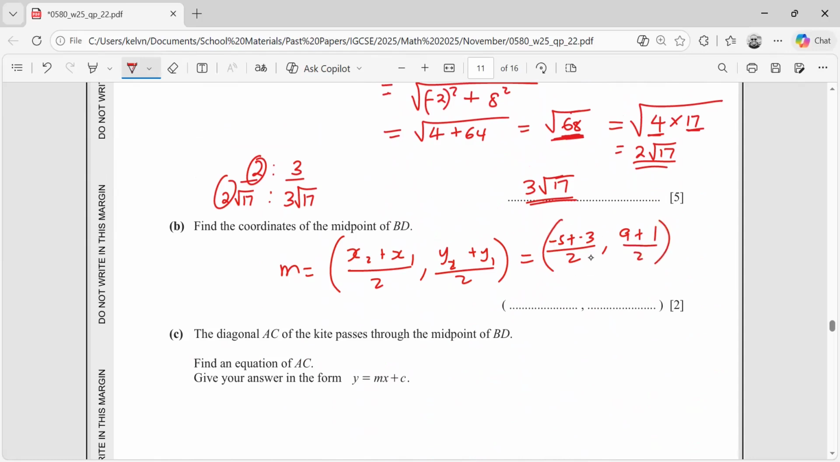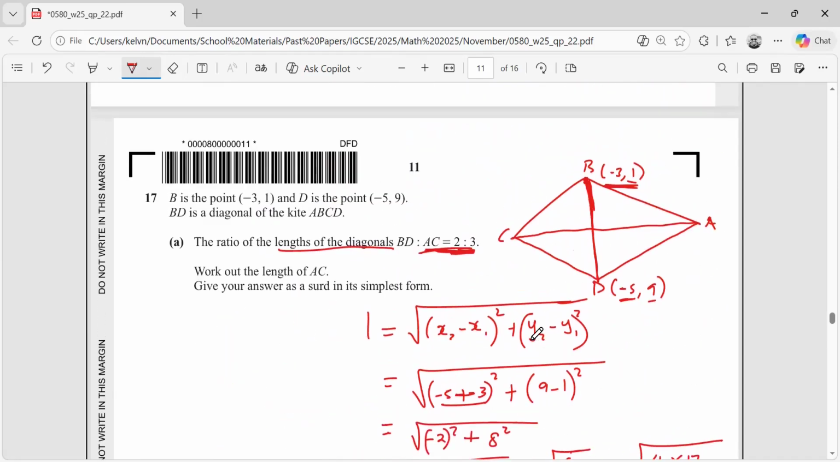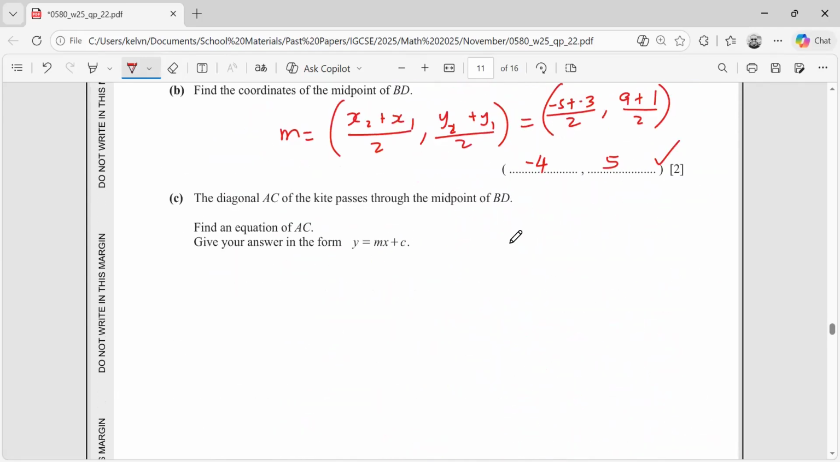So -5 plus -3 is -8. -8 divided by 2 is -4, and we put -4 here. And then 9 plus 1 is 10. 10 divided by 2 is 5. And that's the coordinate of the midpoint. So you can say this midpoint here, the coordinate is -4 and 5. Okay, good.